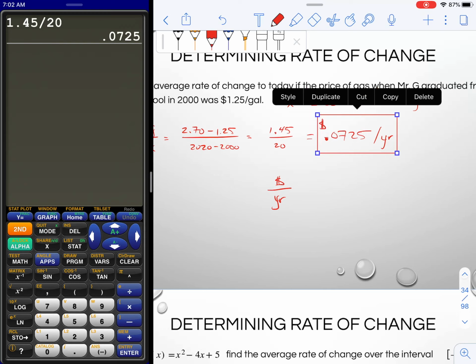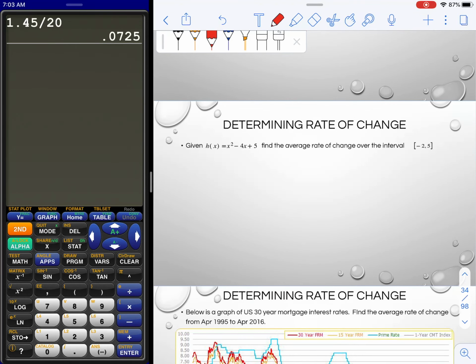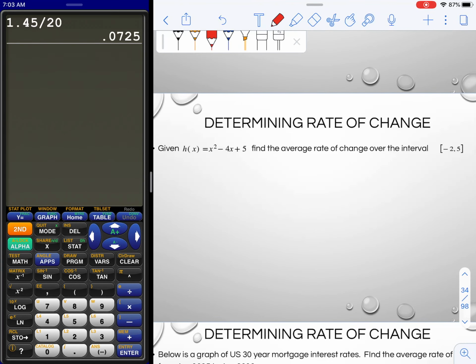Now, had we checked the average rate of change between years back in, say, 2009, 10, 11, 12, when gas prices were really, really high, we would have had a much different rate of change here. The next thing, if we're looking at rates of change given a function h of x, in this case x squared minus 4x plus 5 over the interval -2 through 5. So again, I'm looking at delta y over delta x, and here I'm looking really at h of x sub 2 minus h of x sub 1 over x sub 2 minus x sub 1.